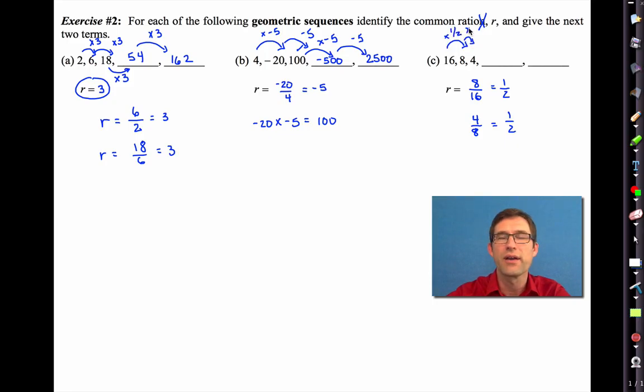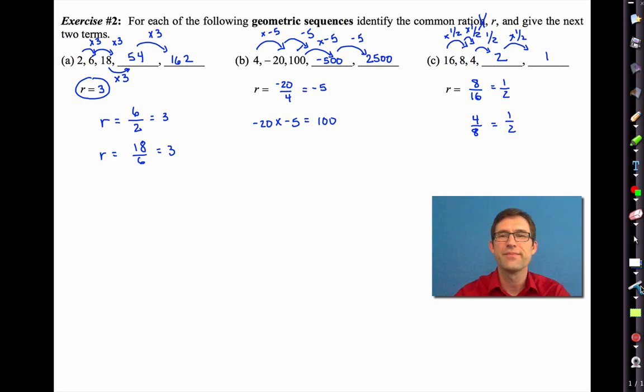We keep multiplying, I don't have a lot of space here, by 1/2. Multiply by 1/2 and we get 2. Multiply by 1/2 and we get 1, right? So that's a geometric sequence. Very similar to arithmetic, very similar. The big difference is that we multiply each time. This should sound very familiar. It should sound like the difference between a linear function and an exponential function. And it really, truly is. All right? So we're going to get some more work with this. Pause the video now, write down anything you need to, and then we'll move on.